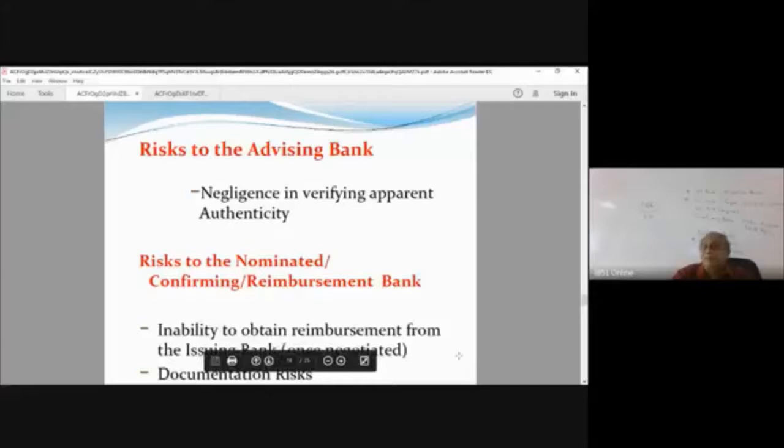We have discussed various risks, not only that, I have discussed with you the various risks to each party. Whether it is an import transaction or an export transaction, whatever the parties can be, we have discussed the risks involved. Right?